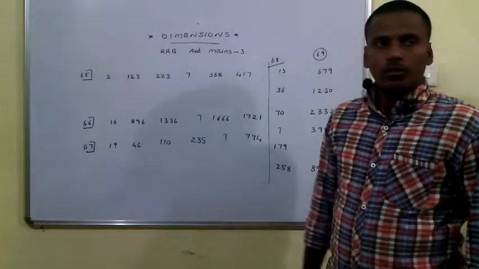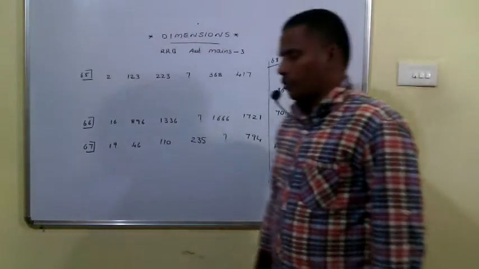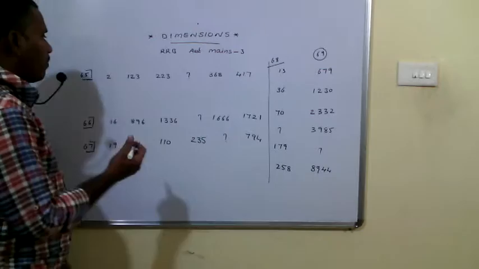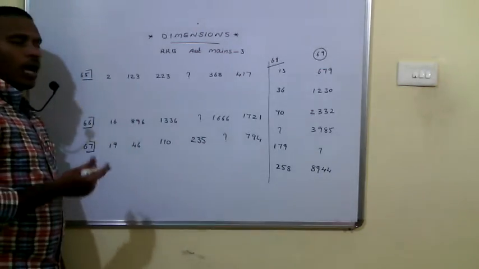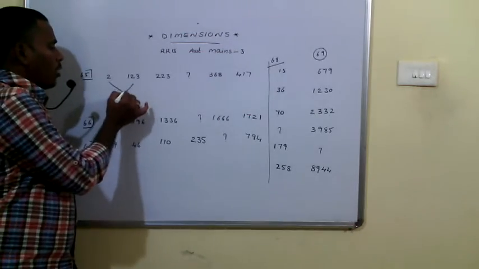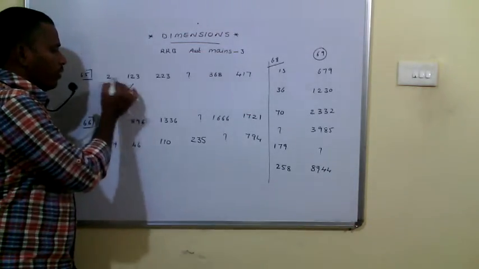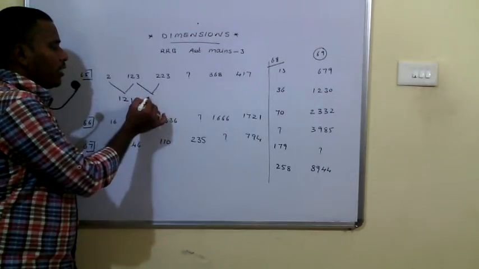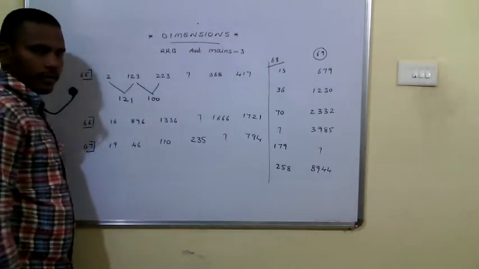First of all, see the series questions from 65 to 69. We need to find out the missing term of the series. To find the missing term for the 65th problem, observe the differences between the given numbers. The difference between 2 and 123 is 121, 123 minus 2. And then the difference between 123 and 223 is 100.